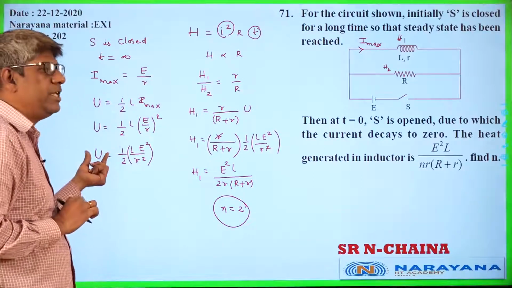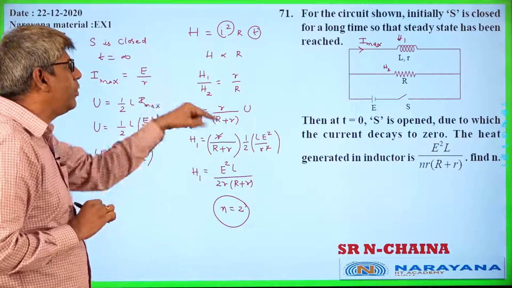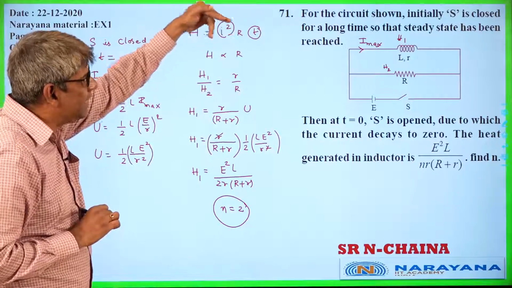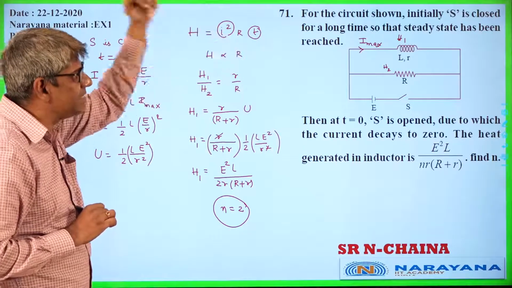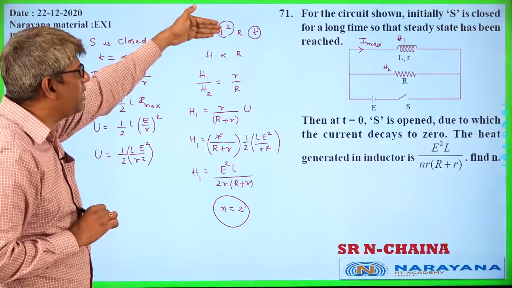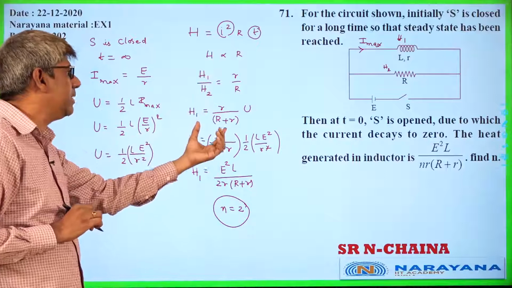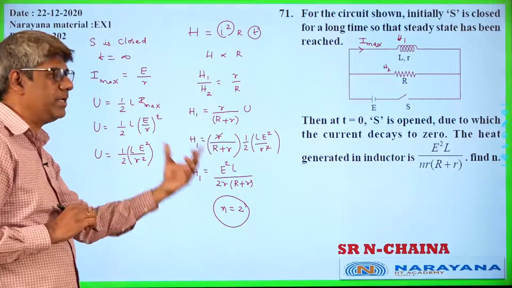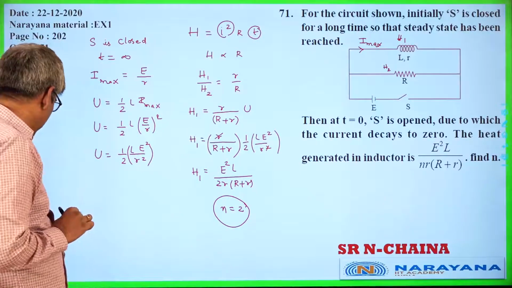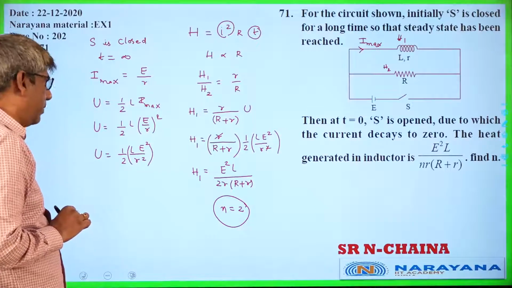First find the initial energy stored in the inductor. After opening the key, both the inductor resistor and the external resistor are in series, and the same current flows in the same time. Go on, proceed by finding the ratio by the method of proportions and substituting, and we get the answer n is equal to 2. Next problem.